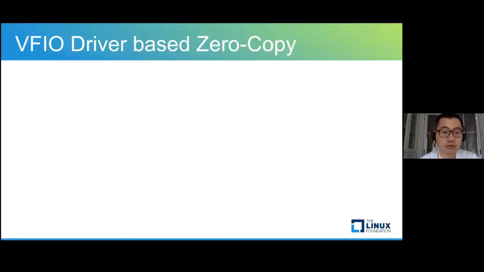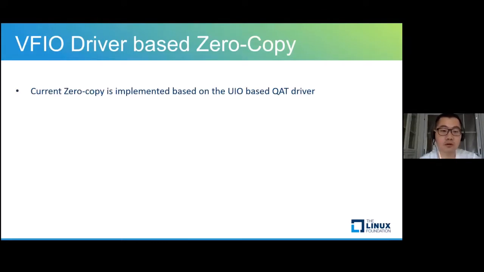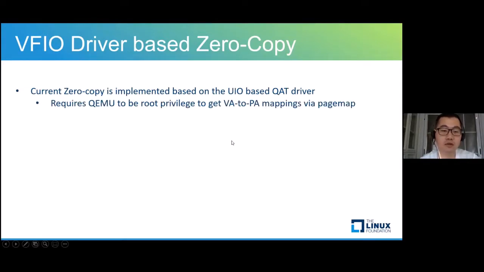Okay, let's have a look at some future work that we plan to do. The first one is VFIO driver-based zero copy. The current zero copy is implemented based on the UIO-based QAT driver. This requires QEMU to be root privileged to get the virtual address to physical address mapping via the pagemap. This may be difficult for some cloud vendors because their QEMU doesn't have root privilege. And this also requires QEMU to pin its memory.